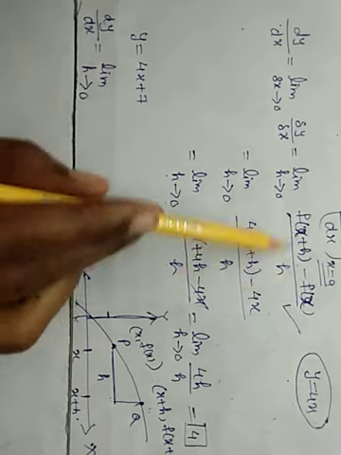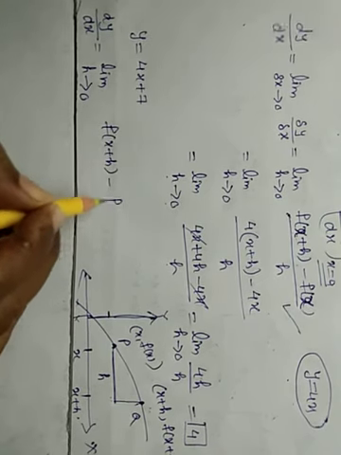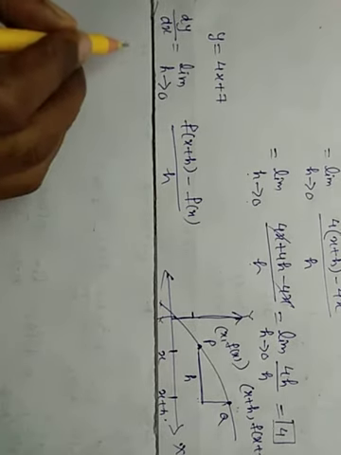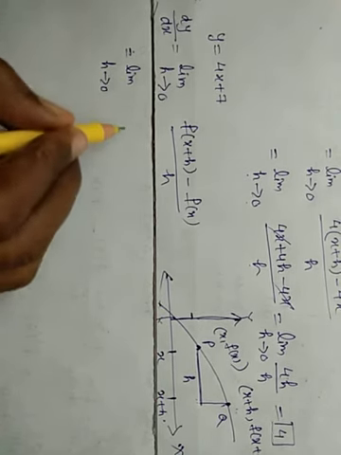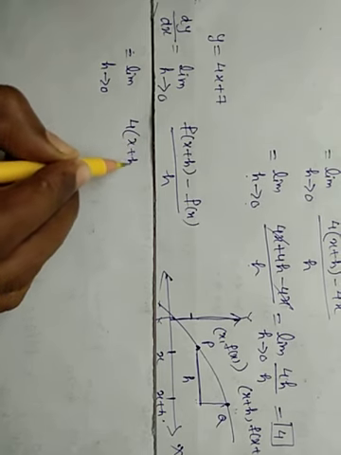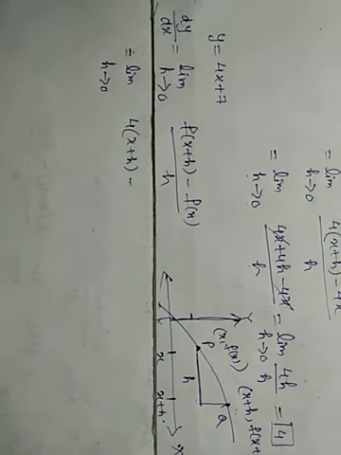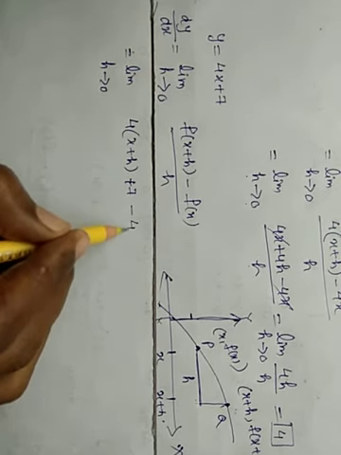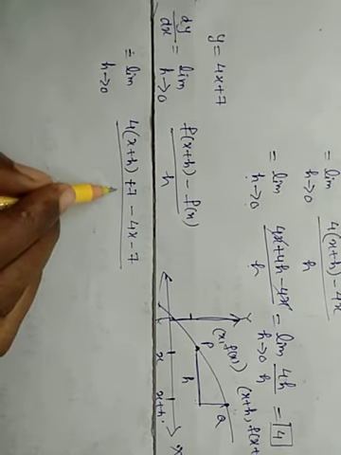f(x+h). Same formula: limit as h tends to 0 of [f(x+h) minus f(x)] upon h. What is f(x+h)? It is 4 into (x+h) plus 7, minus f(x). Minus f(x), directly I can write 4x plus 7, whole divided by h over here.